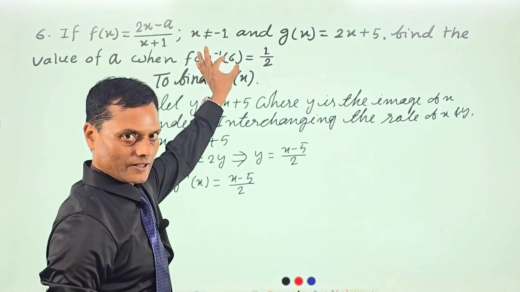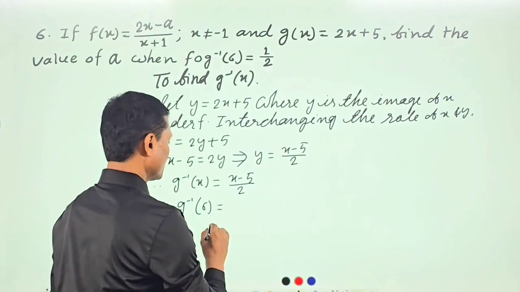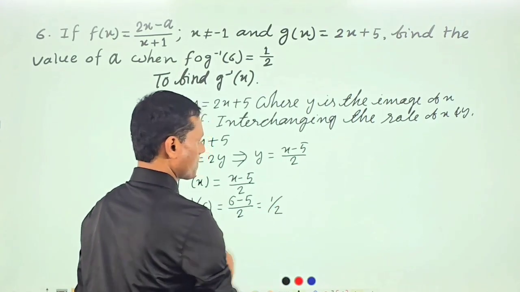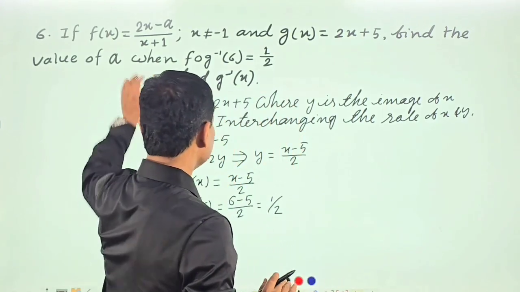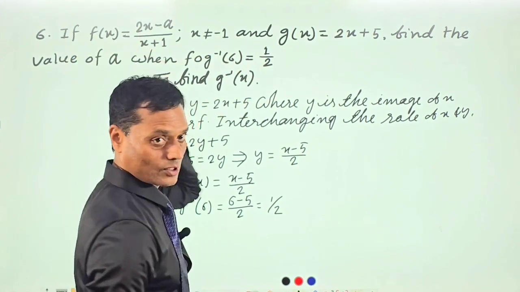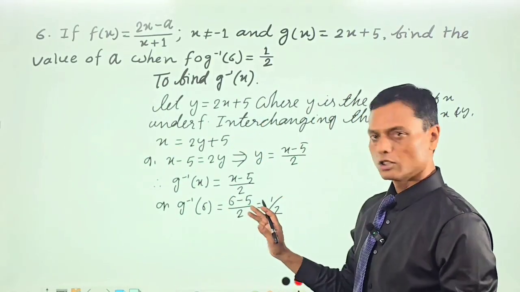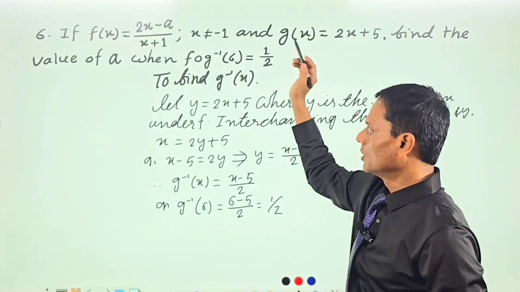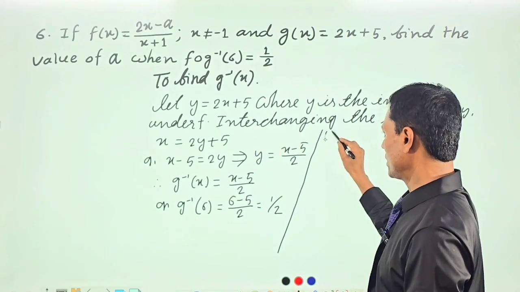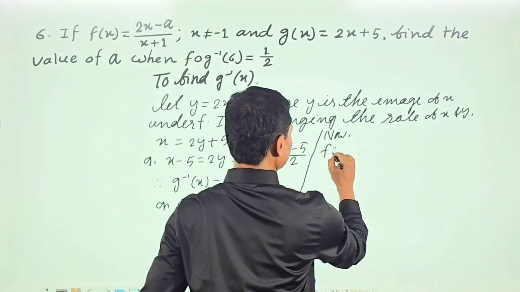So here g inverse 6 is mentioned in the question, so we write g inverse 6, where x is replaced by 6: (6 minus 5) over 2, that is 1 by 2, isn't it? Now we have f of g inverse 6 equals 1 by 2, and fx we have (2x minus a) by (x plus 1), isn't it? So first of all, we have to replace x by g inverse 6, and g inverse 6 we have 1 by 2.